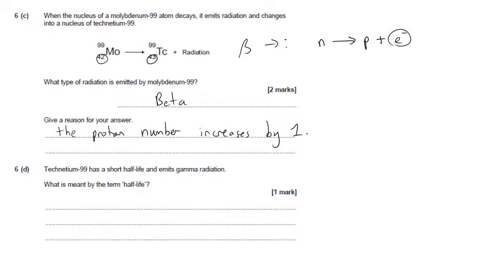The term half-life refers to the time taken for the number of nuclei to halve, or the time taken for the count rate or the activity of a radioactive sample to halve. So it's the average time for the number of nuclei to halve.